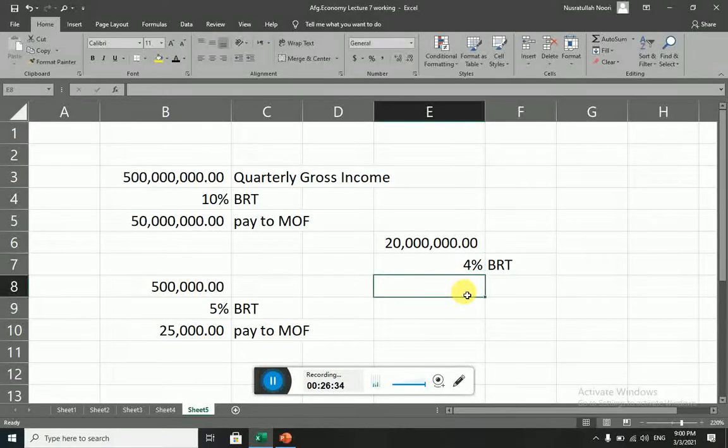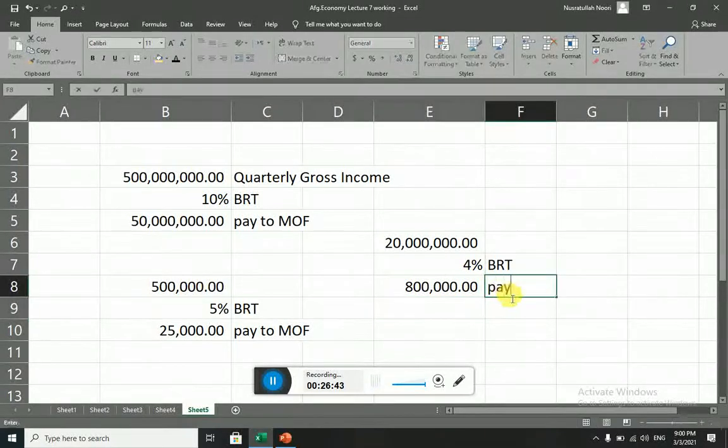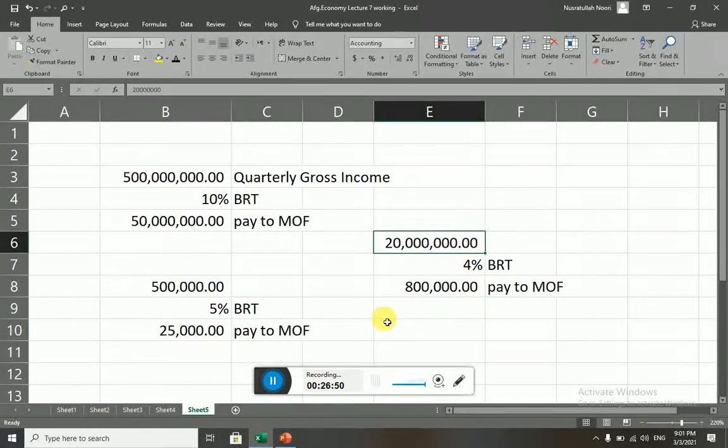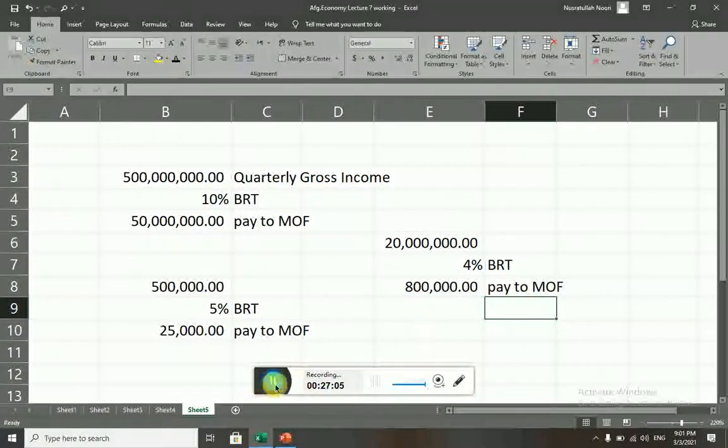So let's calculate. Multiply 20 million by 4%. We will get 800,000. We'll have to pay this to the Ministry of Finance and report our revenue as well. So that's how we can calculate the business receipt tax, looking at the nature of our income and the category of the BRT as per the income tax law of Afghanistan.